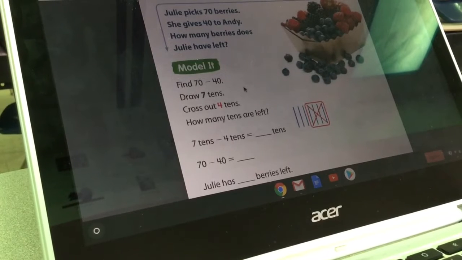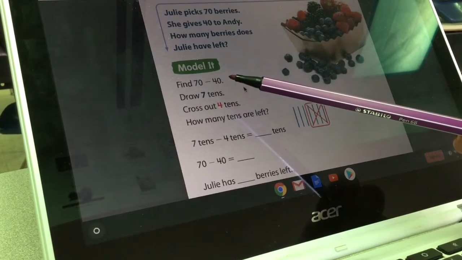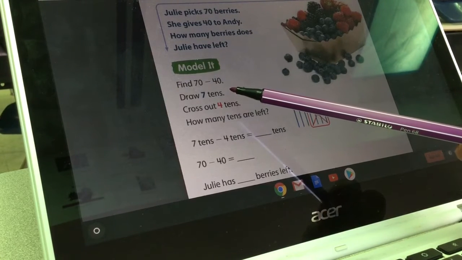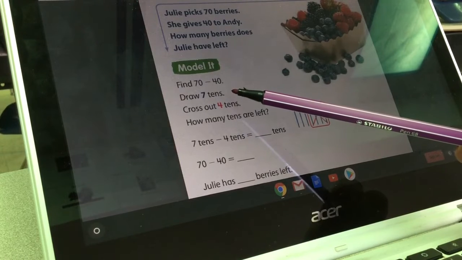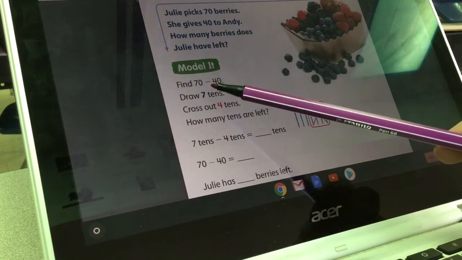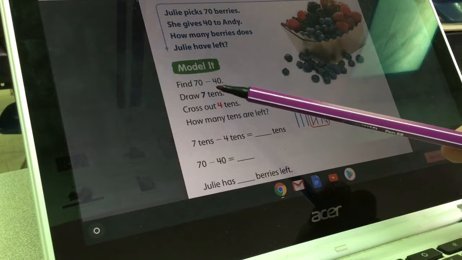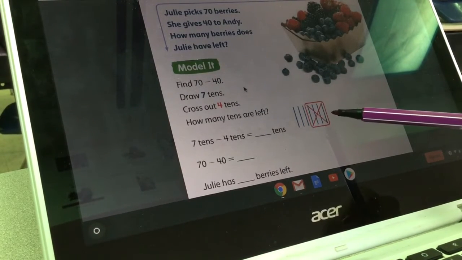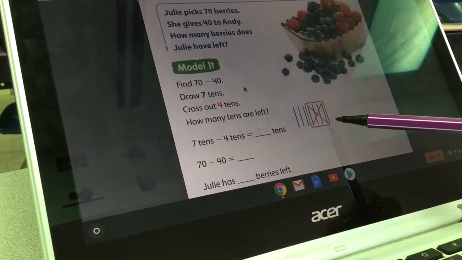Here we have the same problem again. Let's read it again. Julie picks 70 berries. She gives 40 to Andy. How many berries does Julie have left? All right, so for model it, they're reminding us that we're finding 70 minus 40. We need to draw 7 tens. Why? Let's think about why we're drawing 7 tens. Because Julie picked 70 berries. 7 tens is the same as 70. If we draw 7 tens, it's showing us the 70 berries.